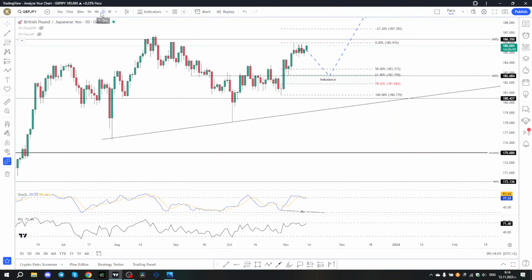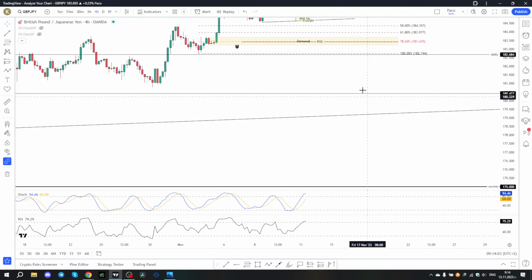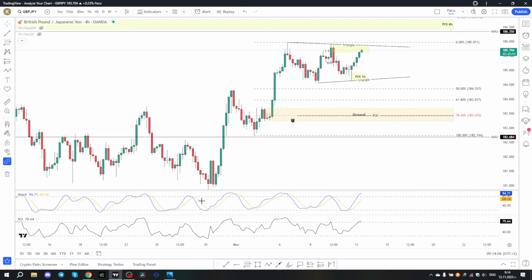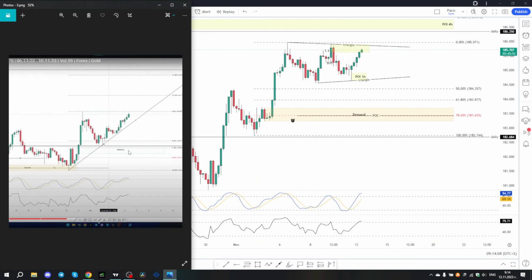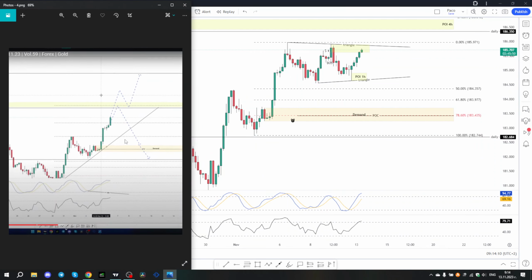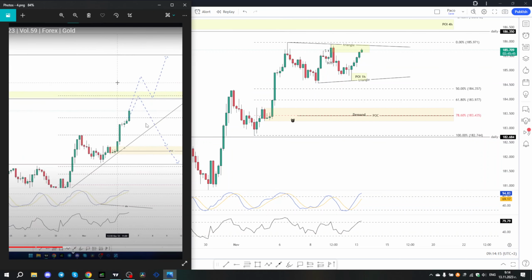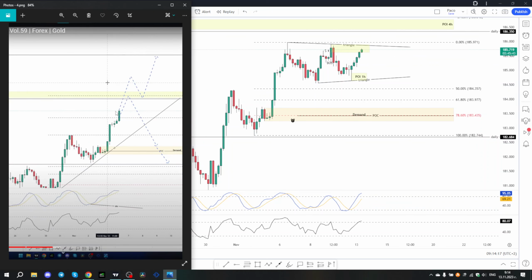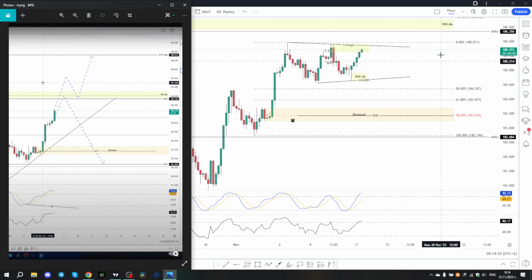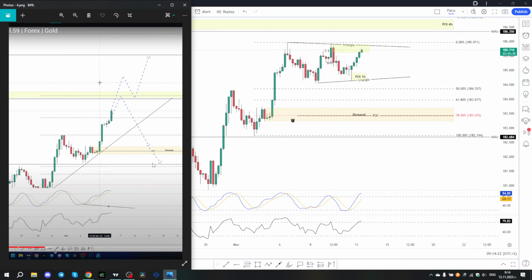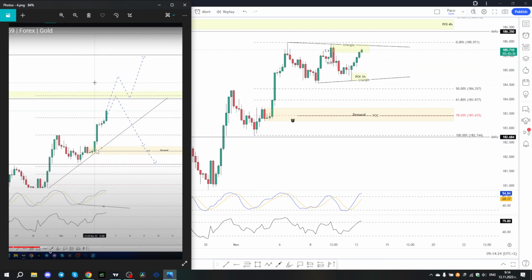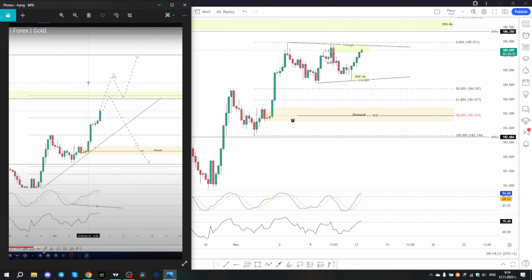Pound to Japanese yen. Let me see the picture from the last week. Okay, the price was just here. Last week we expected two options. First, the price to reach this point of interest on the 4-hour time frame, then to make a retracement. But it didn't reach the point of interest and made a retracement anyway. The second option was that the price will break this point of interest, some retest and another up movement.